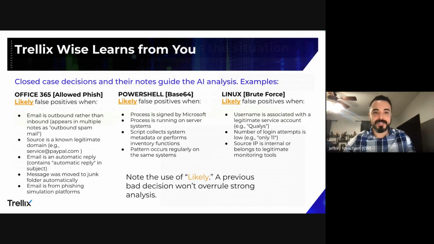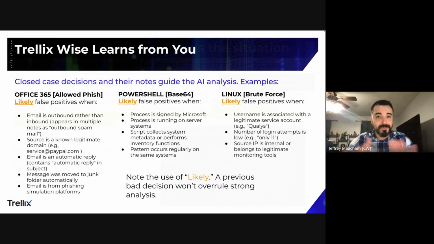If a PowerShell base 64 alert consistently turns out to be signed, expected inventory behavior, hey, it's actually going to remember that, cutting down on your false positives again. And if brute force attempts on Linux come from internal scanners, identifying again that it's coming from an internal scanner, or even low attempt thresholds, it learns that those aren't necessarily critical.